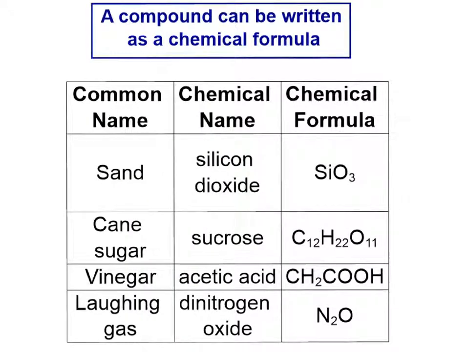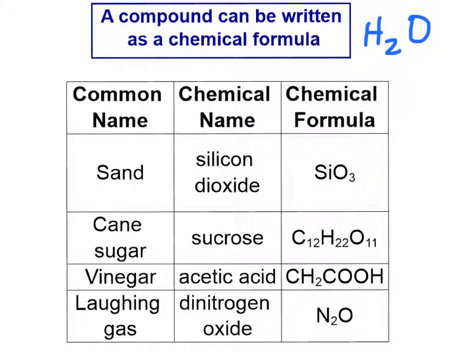So, we know that a chemical compound is oftentimes nothing like its individual components, but we do need to be able to write down what the individual components are. And we can do that in what we call a chemical formula. Let's look at what a chemical formula tells us.